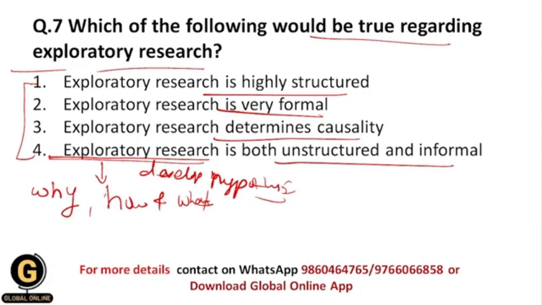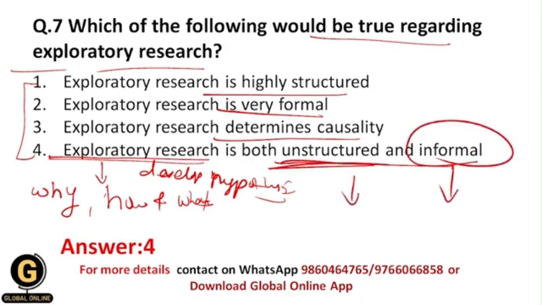As well, exploratory research does not determine causality, because here we are going to develop the hypothesis only, and that's why we can't determine causality between the variables in such kind of research. And that's why the correct answer to this question is 4, because exploratory research is both unstructured, because it is not structured, and as well it is informal, because here we can use informal data collection methods, such as we can personally talk with the participants, or we can personally go to the areas where I need to find out the data, and that's why informal ways can be followed over here. So you can understand here that the characteristics of exploratory research are, they are unstructured, they are informal, and that's why the correct answer is 4.